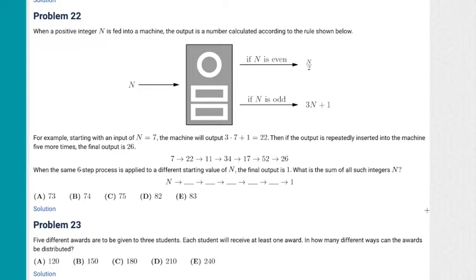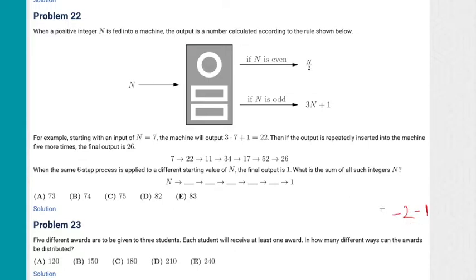So if you have 1 as your final output, then the only number that can be here is 2. Because if you put in 2, because 2 is even, it's going to do 2 divided by 2 and give you 1. And obviously you can't have 0 plugged in, because 0 is even, so it would divide it by 2. It wouldn't do 3 times 0 plus 1 to give you 1. So 0 wouldn't work as an input, so only 2 is the possible input that would give you 1.